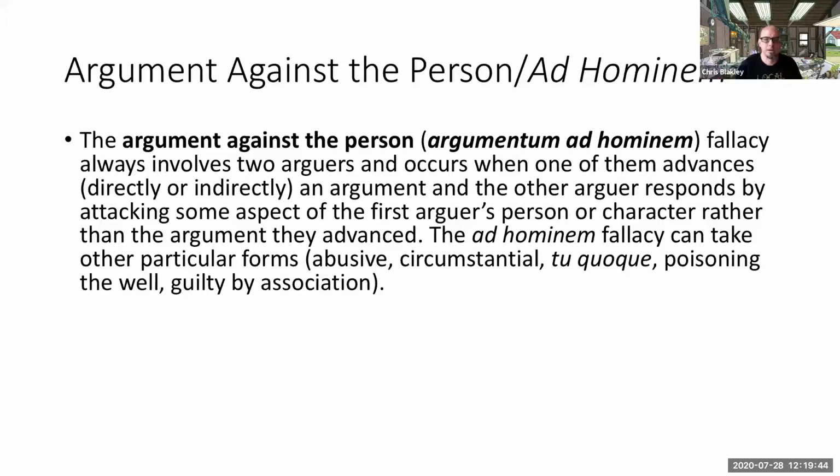Right, so argument against the person, or ad hominem attack. There are many versions of this as well. One of the main ones is ad hominem abusive. This fallacy involves two arguers, and it occurs when one of them advances, directly or indirectly, an argument and the other arguer responds by attacking some aspect of the arguer's person or character rather than the argument they advanced. Against the person.